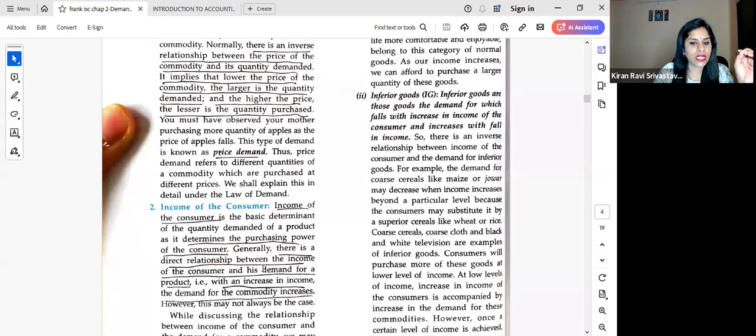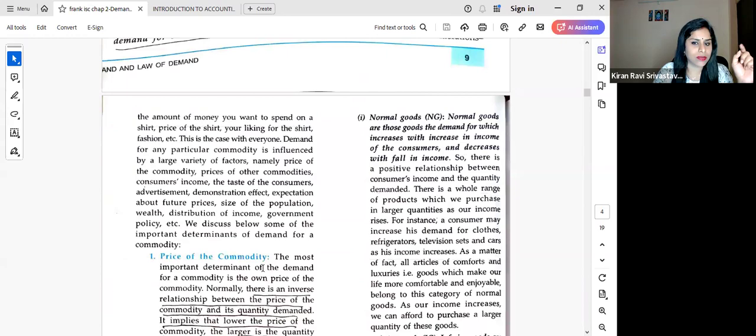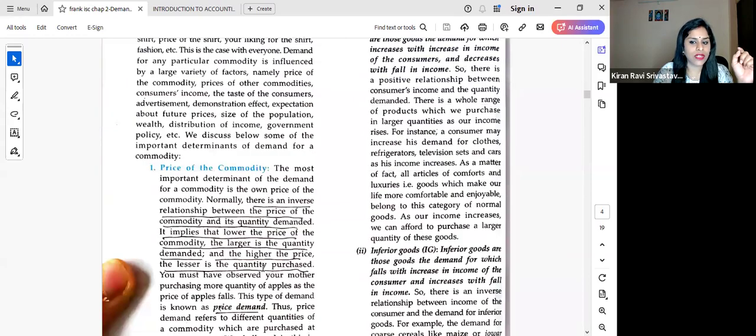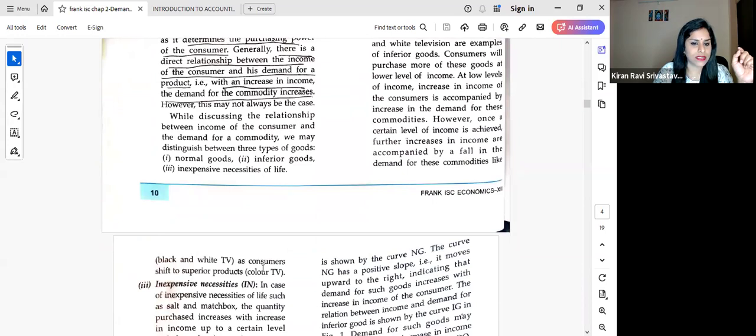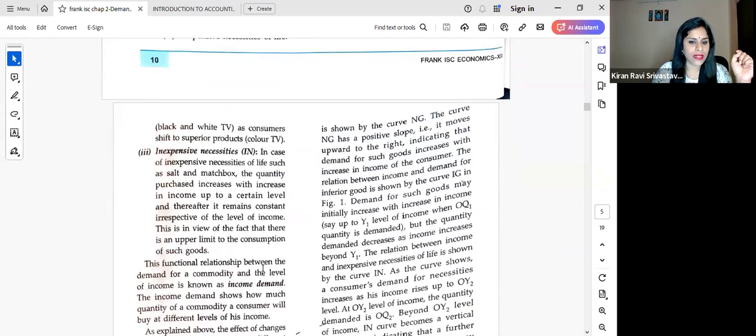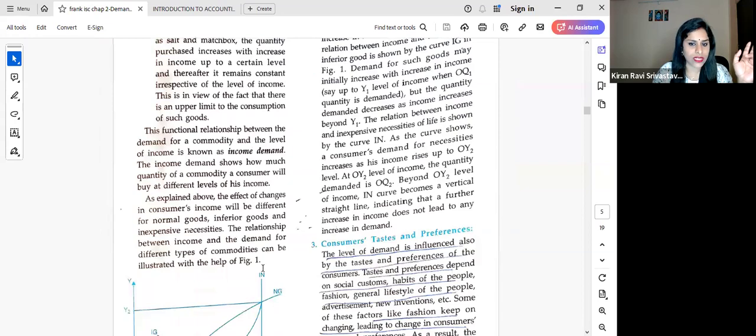But then we saw certain other goods. This rule is only applicable for normal goods, but there are inferior goods, and certain inexpensive necessities, for which the same rule is not applicable. So this has to be written. And then the third one which we studied was consumers' tastes and preferences, and how changes in them also affect the demand.